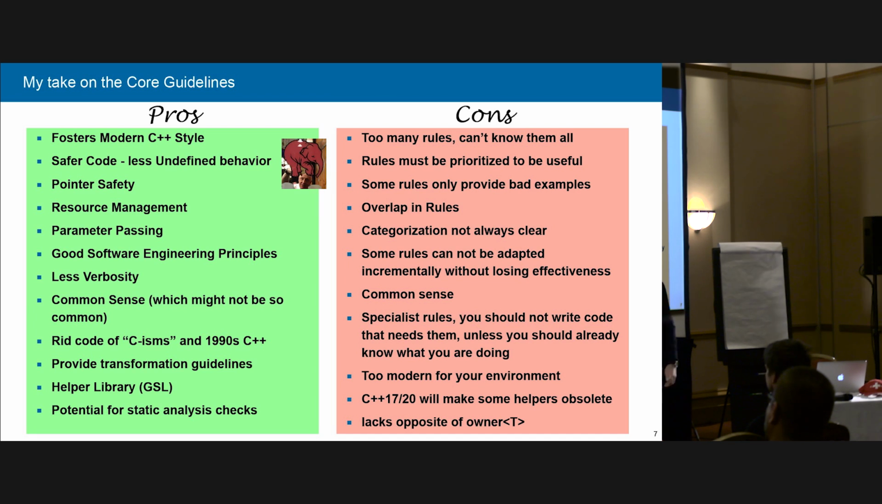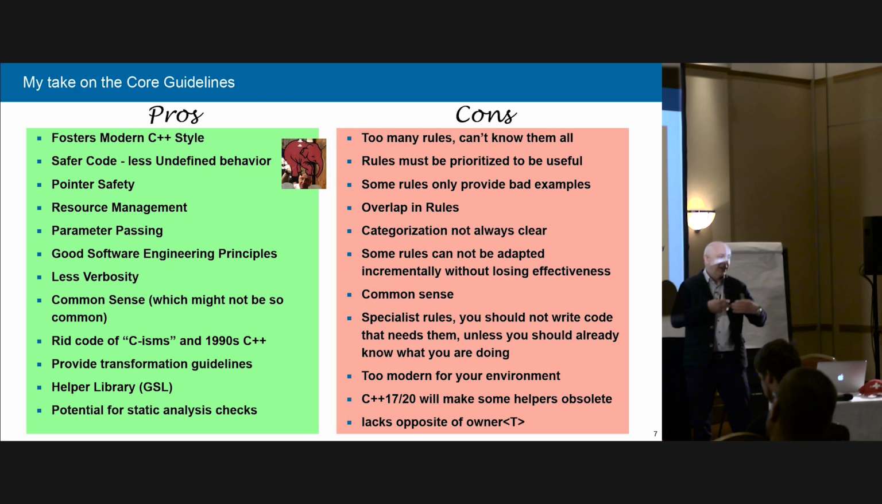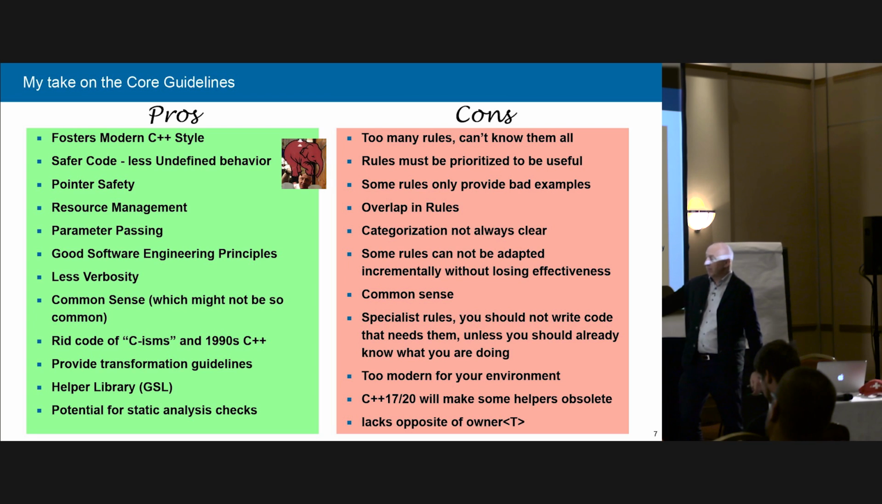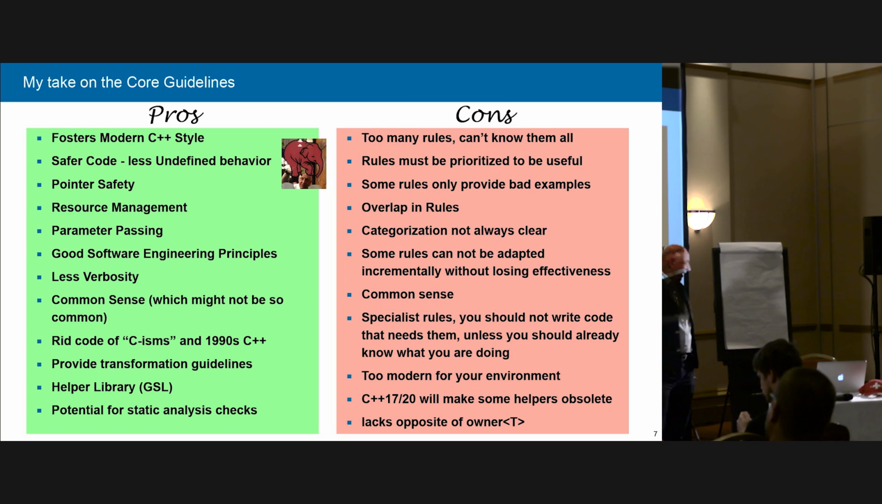It provides guidelines for transformation, so how to get from old code to newer code. The problem is all these transformations are hidden in the 300 pages of rules, so it's hard to follow them all. And we have the potential for static analysis because many rules actually tell us how to enforce them or how to check for violation.